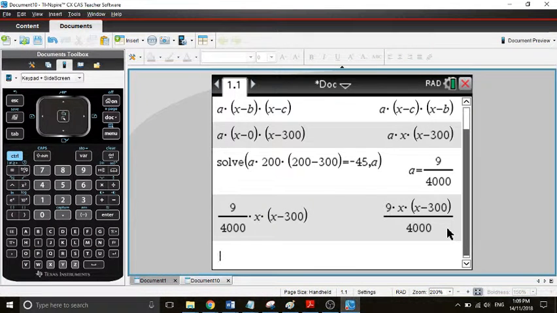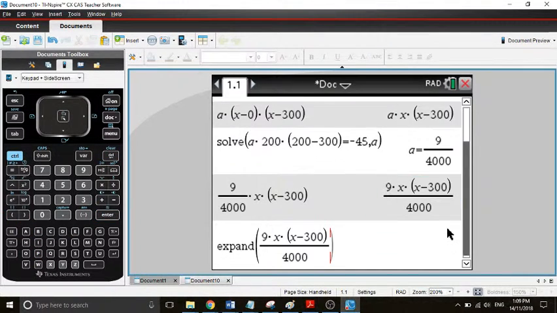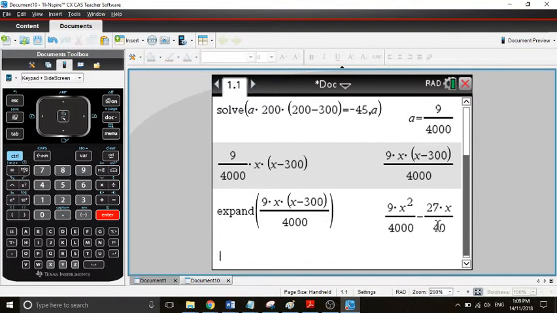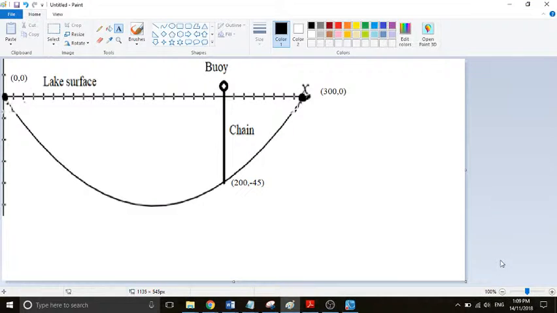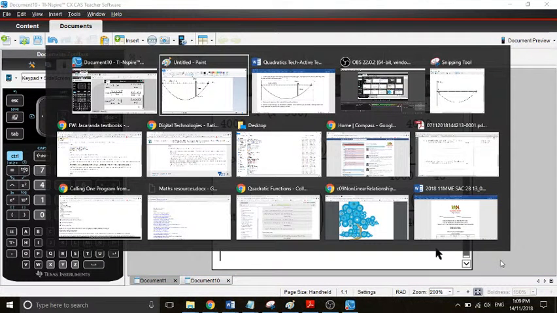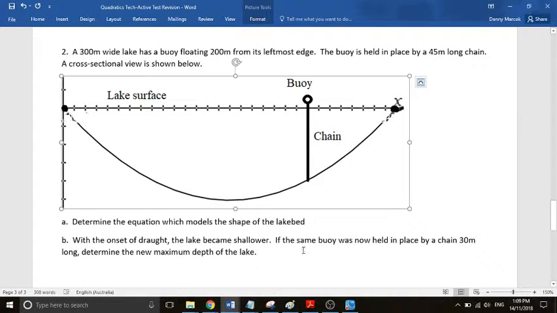Now, we may want to write that in general form, so we can expand that, and we end up with that. So that's our expanded version. Lots of different ways we can write it. Can we factorize it? Factor. So there's a factorized version, as much as this can factorize. So we've got our function there. There's so many equations. So that's the equation there.